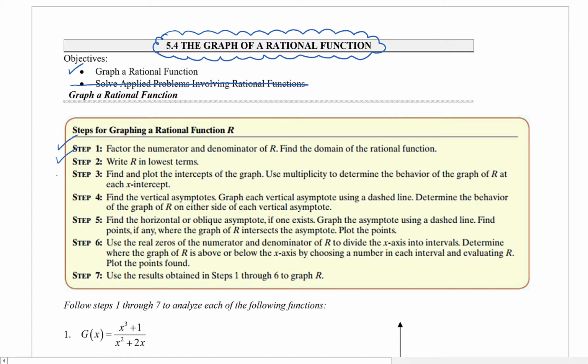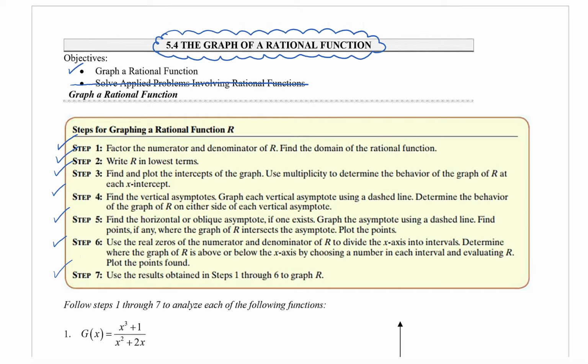Step 1, step 2, let me read through these. Step 1, factor the numerator and denominator of r, find the domain of the rational function. Step 2, write r in lowest terms. Step 3, find and plot the intercepts of the graph. Use multiplicity to determine the behavior of the graph of r at each x-intercept. Step 4, find the vertical asymptotes and graph each vertical asymptote using a dashed line. Determine the behavior of the graph of r on either side of each vertical asymptote.